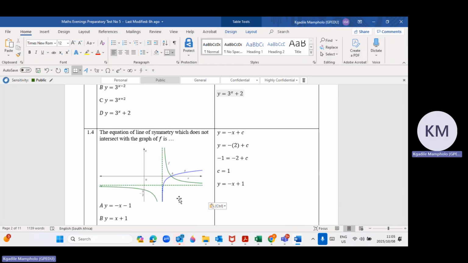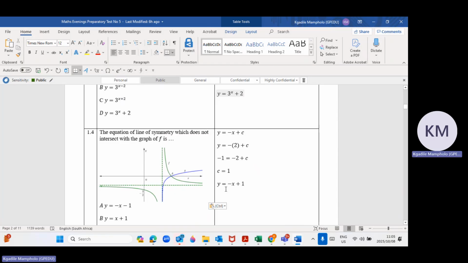In this case, remember the graph is in this quadrant and this quadrant. So the line which does not intersect with the graph is the one with the negative gradient. So then you say y equals -x plus c. Then you substitute the values of the asymptote. Remember the value of x of the vertical asymptote will be x equals 2, and the value of the horizontal asymptote will be y equals -1. So you substitute them, then you get c, then y would be -x plus 1.